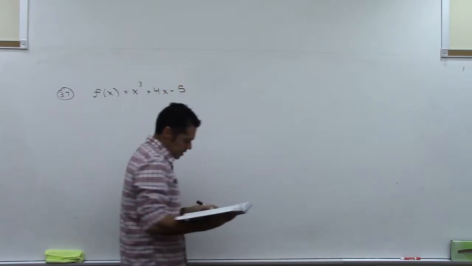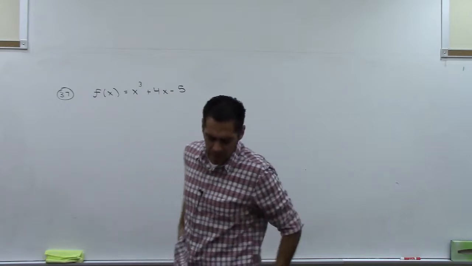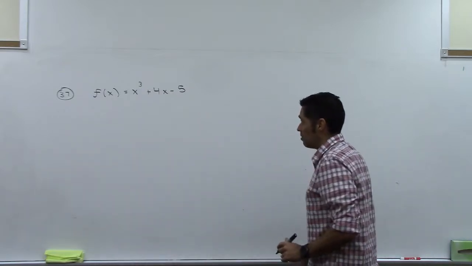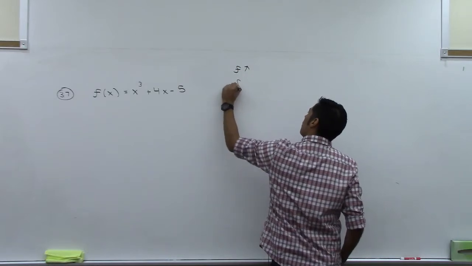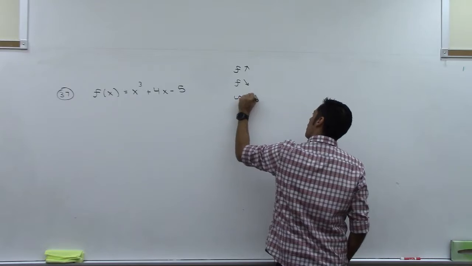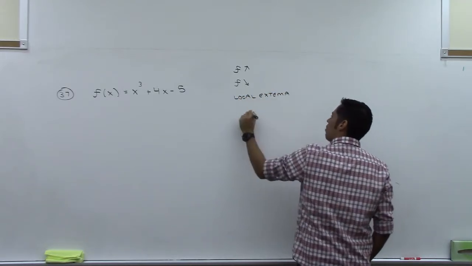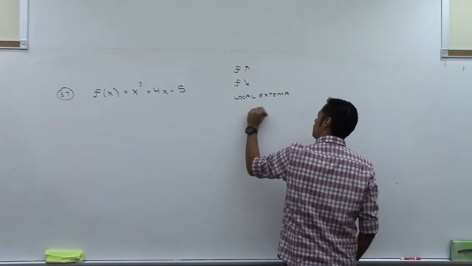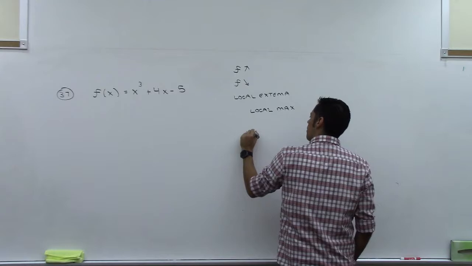And we're asked to find where the function is increasing, where it's decreasing, and any local extreme values. So I want to know where f is going up, I want to know where f is going down, and I want to find any local extrema. That means any local maximums or any local minimums.